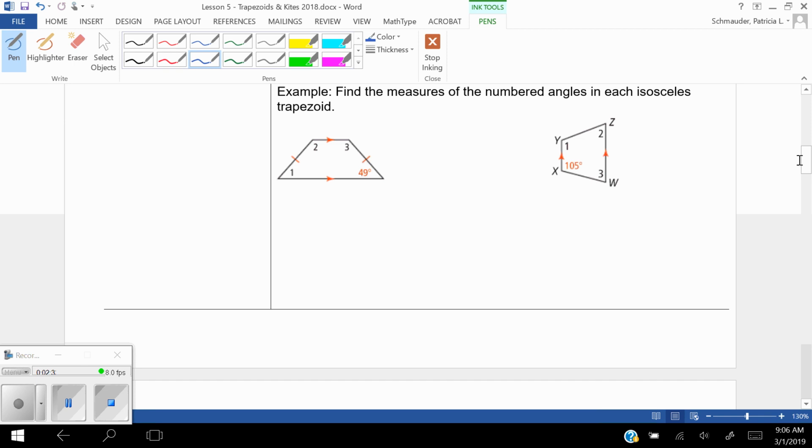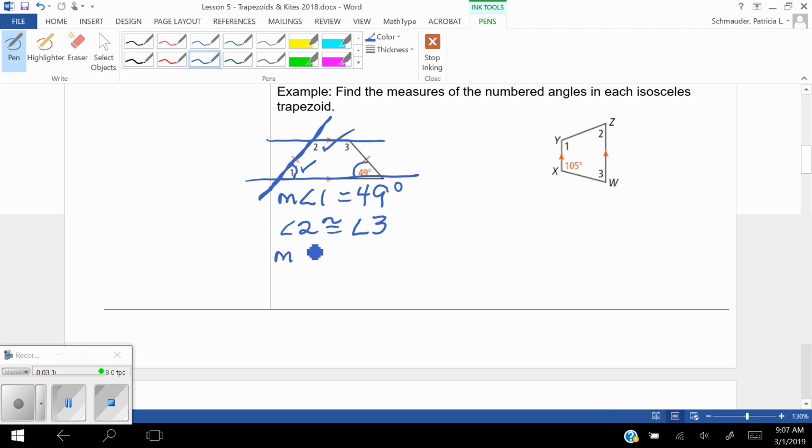Find the measures of the numbered angles in each isosceles trapezoid. Well, we know that angle 1 here is congruent to this base angle, so the measure of angle 1 is 49 degrees. We know that angle 2 is congruent to angle 3, but how do we know what those measures are? Well, we have to look at these parallel bases. Let's say this is our transversal. Angles 1 and 2 are consecutive interior angles. We know that those are supplementary, so the measure of angle 2 is going to be 180 minus the measure of angle 1, which is 49 degrees. So the measure of angle 2, which is the measure of angle 3, is going to be 131 degrees.